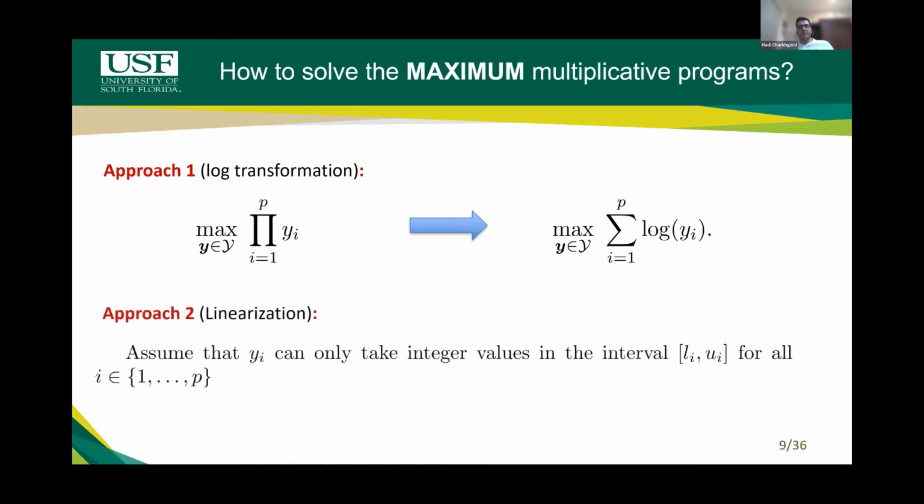The second approach, if you don't like the log function or non-linearity, is to try to linearize the log function, especially if the yi's are integers taking values from the domain li to ui. You can enumerate all those values and calculate the log function in advance, and then define one binary variable for each log value. In that case, you can linearize the log function. Once you linearize it, you can pass it to an integer linear programming solver to solve the problem.